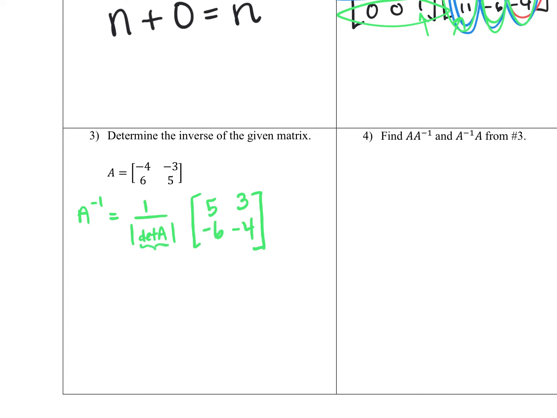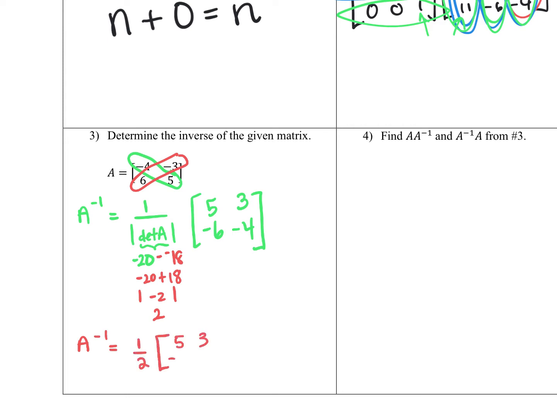And so the determinant of A is multiplying -4 times 5, so -20. And then minus 6 times -3 is -18. So really this is -20 plus 18, which is -2. But it wants the absolute value of that, and so we're going to get a 2 there. So really for our inverse, we're going to have 1/2 times 5, 3, -6, -4 is that matrix.